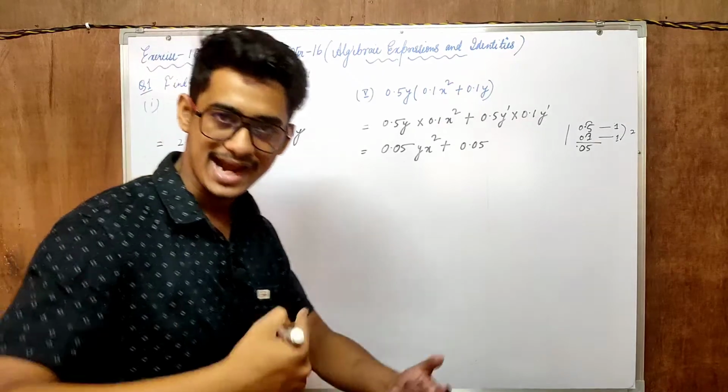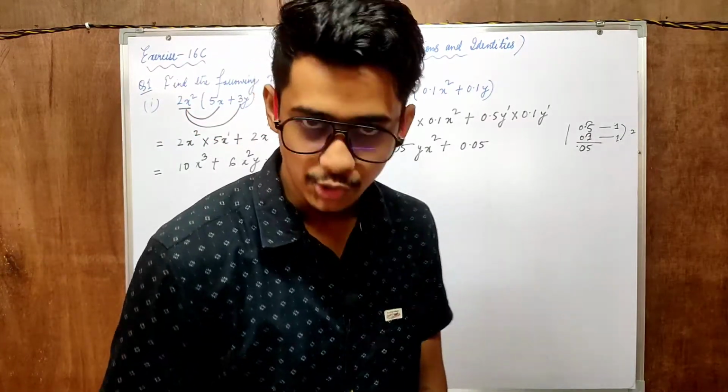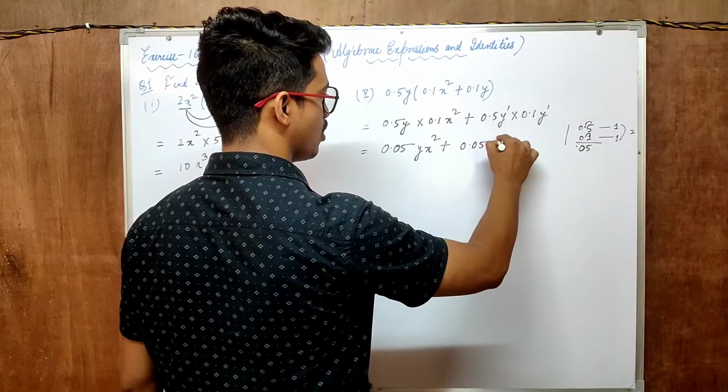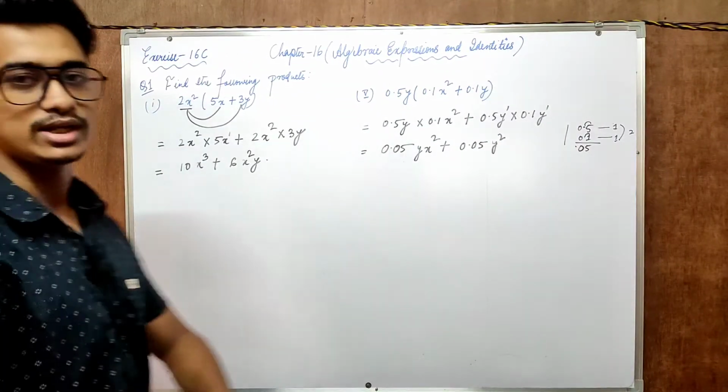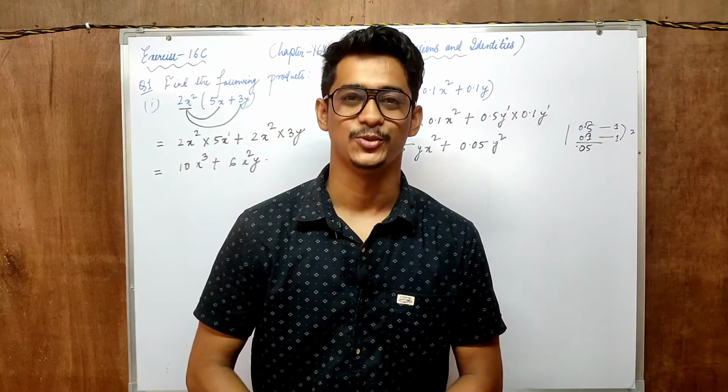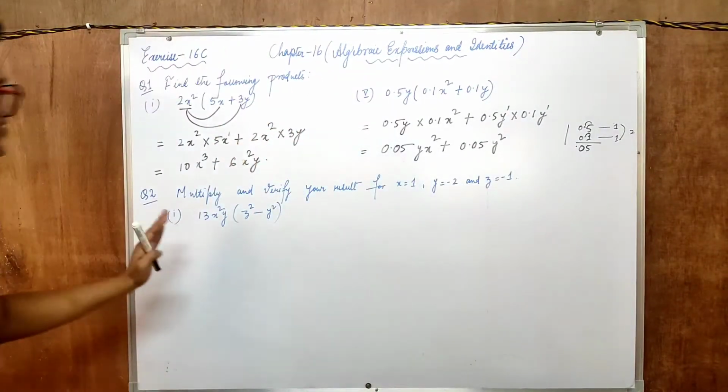When they are adding up with each other, it will become 2. So the answer is y square. So that's about question number 1. Moving on to the next question, that is question number 2.